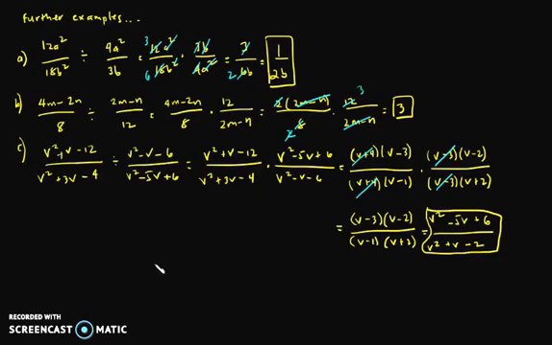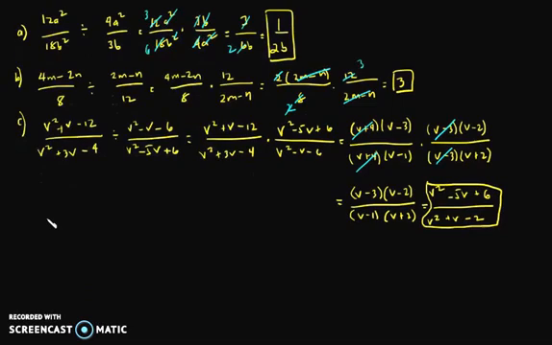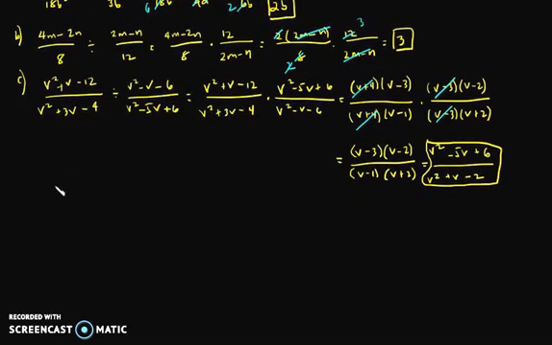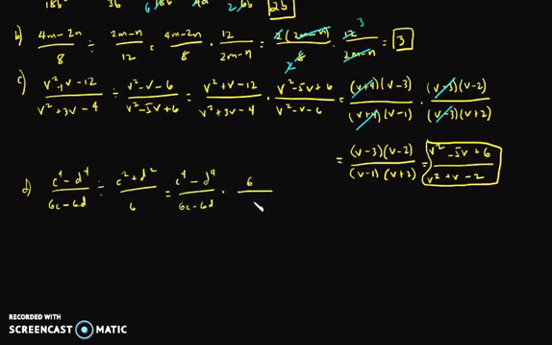Okay, so we still have some time, so let's proceed with another question, say D. I have here c to the fourth minus d to the fourth over 6c minus 6d divided by c squared plus d squared all over 6. Again, by rewriting, over 6c minus 6d times 6 over c squared plus d squared.